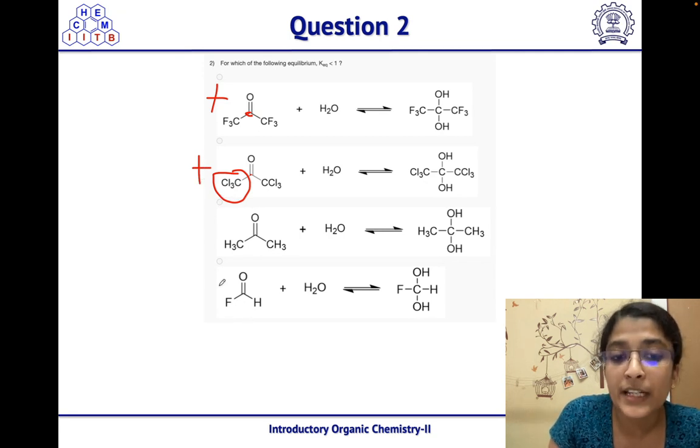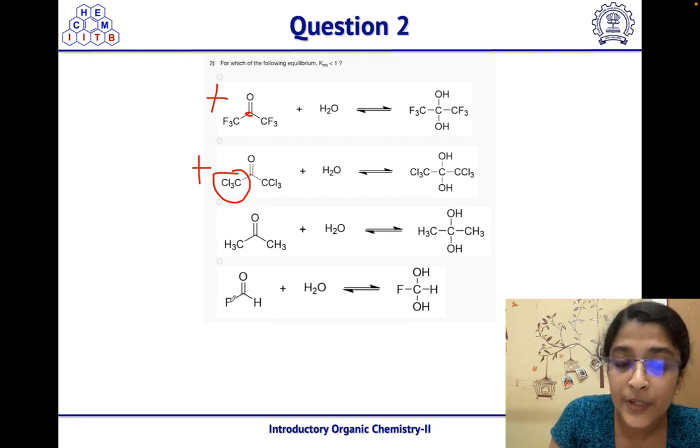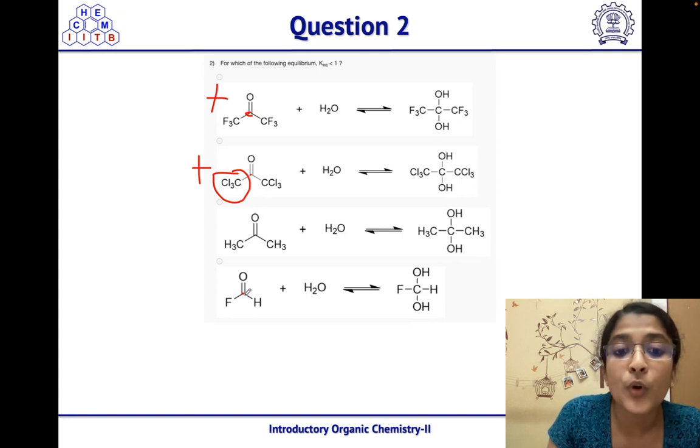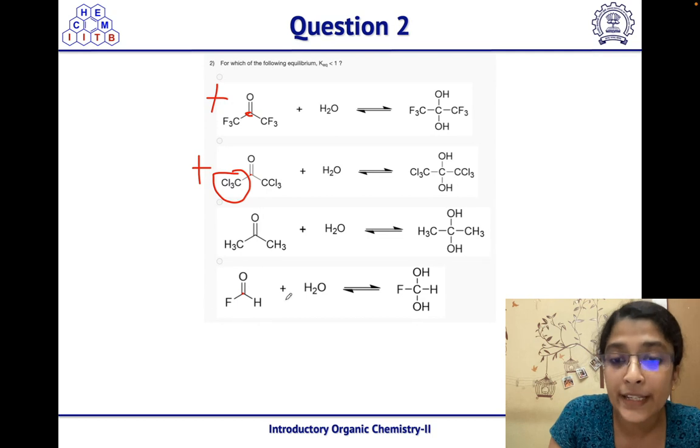Then coming to the last option, here this fluoro group is electron withdrawing in nature. So it will pull electron density towards it. Because of that, this electrophilic center of the carbonyl will turn more electrophilic in nature, and water can attack and give this hydrate product. And because of that, here K equilibrium will be greater than 1. Hydrate product concentration will be more compared to the aldehyde, and because of that K equilibrium will be greater than 1. So we can eliminate this option.